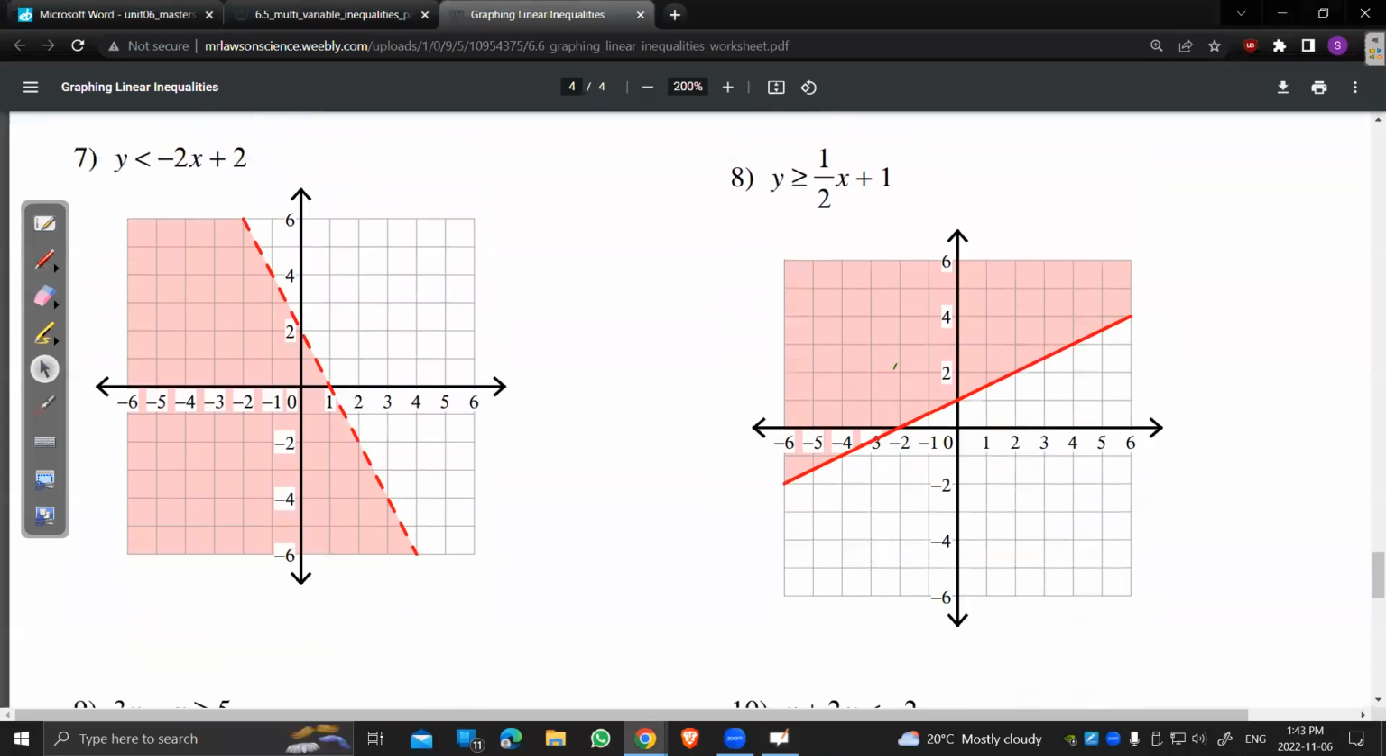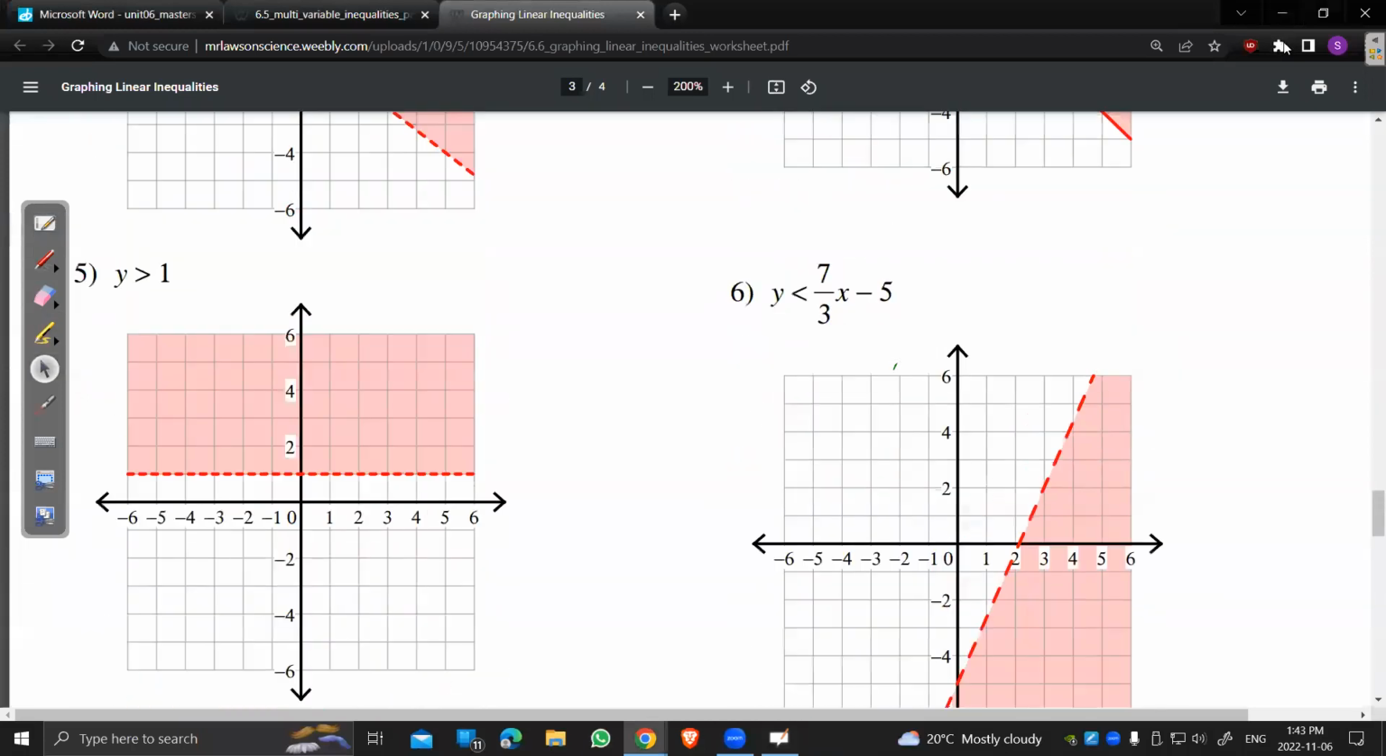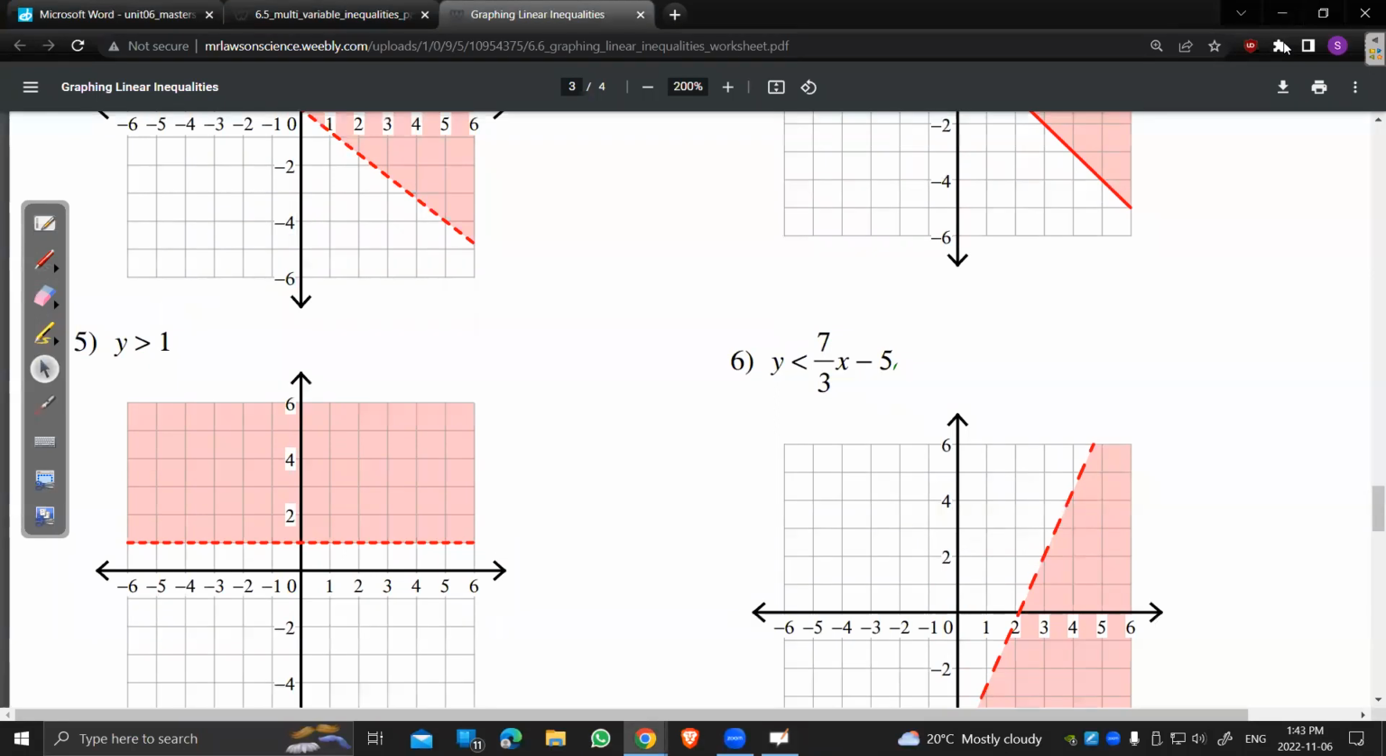Which one did we just do? This one, right? Yeah, y equals, there you go. It's as easy as that, okay? Any issues with this? Nope. Should be acing this on the test, ideally, I guess.